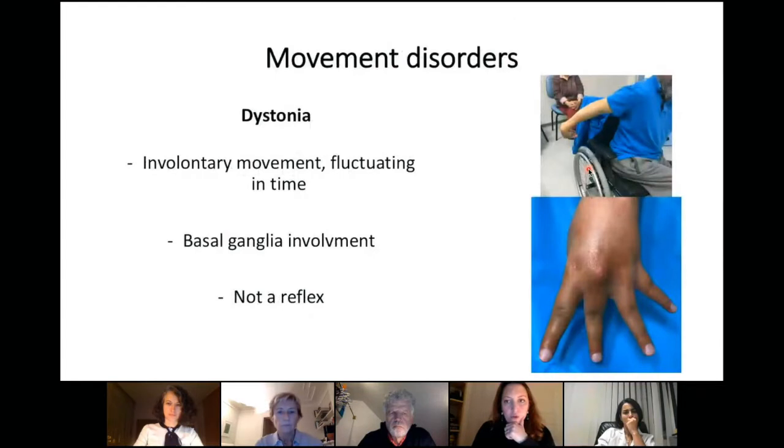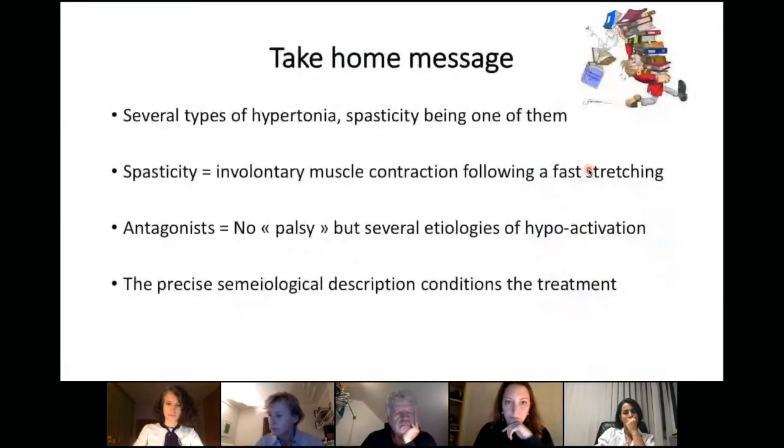Finally, movement disorders. One of the most famous is dystonia, which is an involuntary movement fluctuating in time. It is due to a basal ganglia impairment. We will see in the other topics that this is a contraindication to surgery.